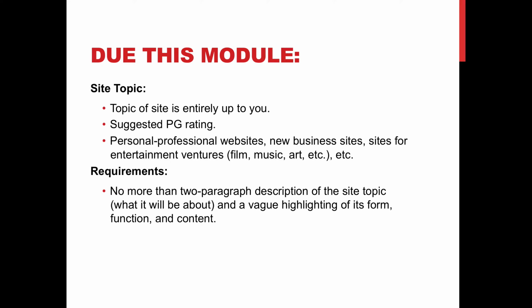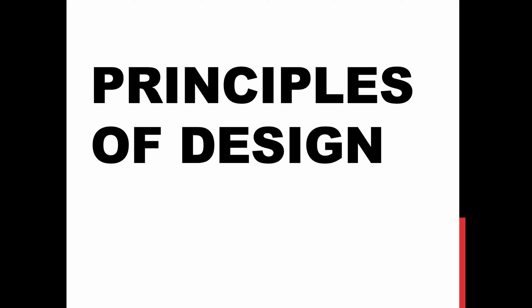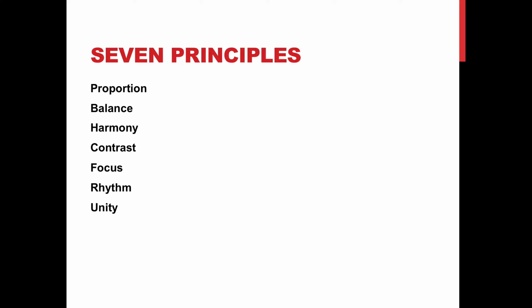Okay, so let's get started on our first recorded lecture for this module, principles of design. So when we talk about design, there's really 7 principles that we talk about. And whenever I say quality design, I'm typically talking about these 7 things: proportion, balance, harmony, contrast, focus, rhythm, and unity. So let's go one by one and talk through what I mean by that.